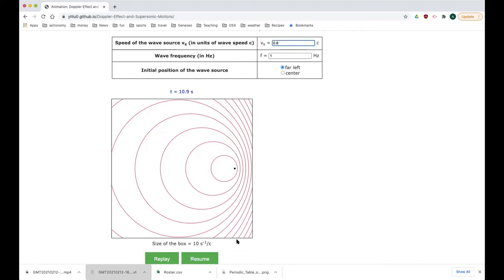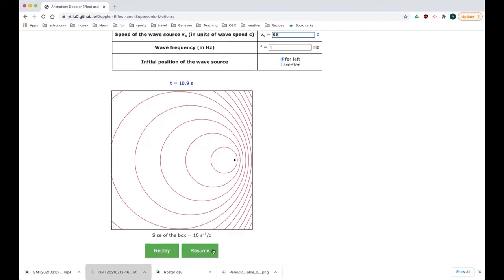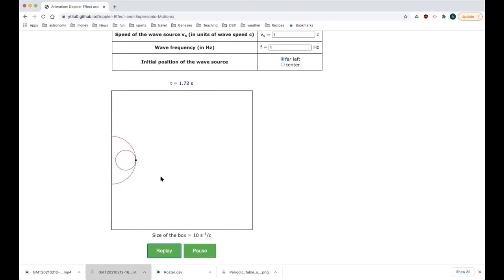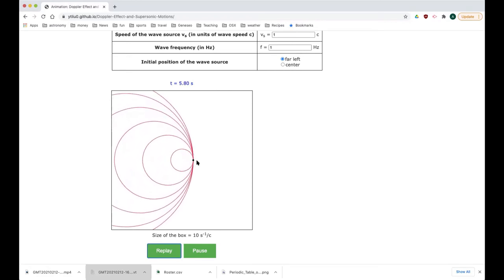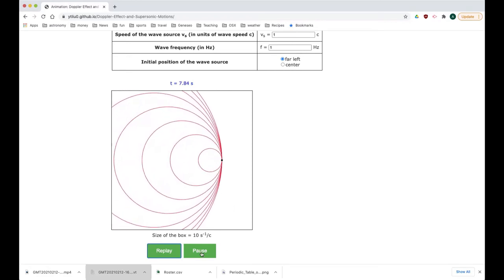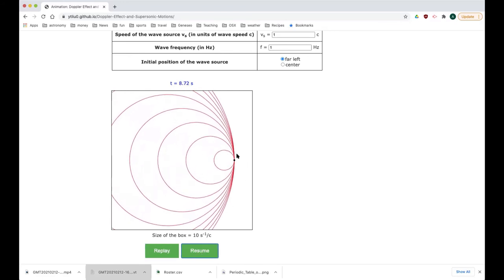Interestingly, this doesn't work for the speed of light. You can't go at or faster than the speed of light, but you can go at the speed of sound. If you want to know what a sonic boom is, set this to 1 and replay this, and you'll see what happens. Now, this object is traveling at exactly the same speed as the waves are traveling, and you see what happens to all of those waves. They just keep piling up along this front, and this creates kind of a shock wave.